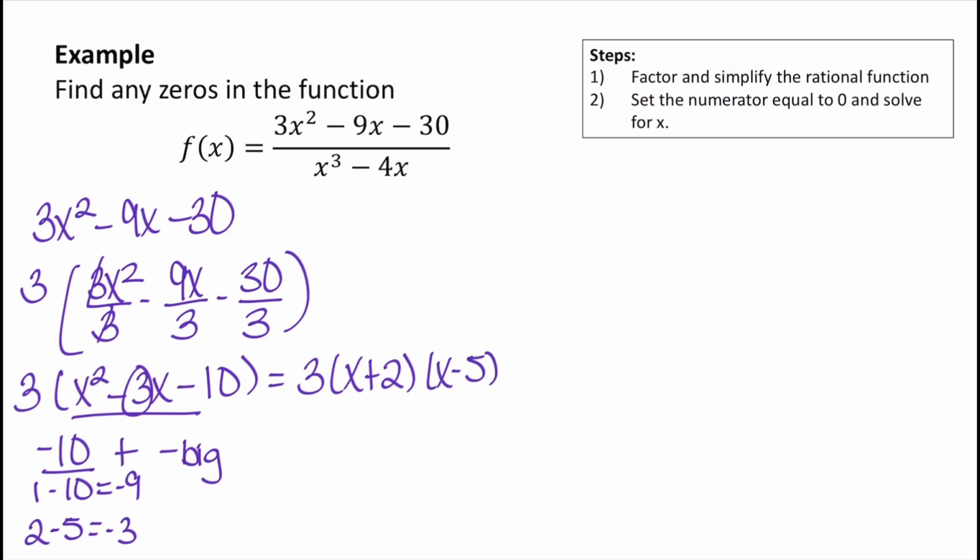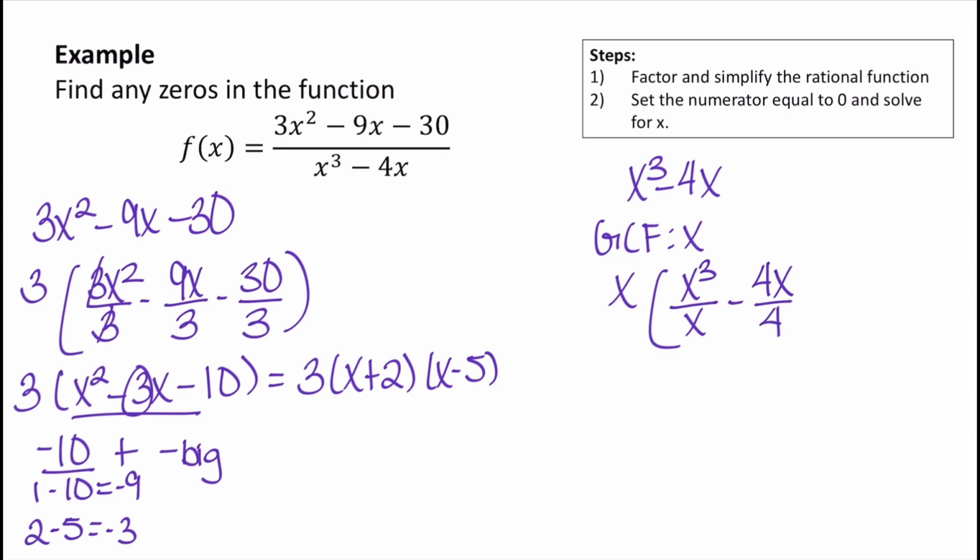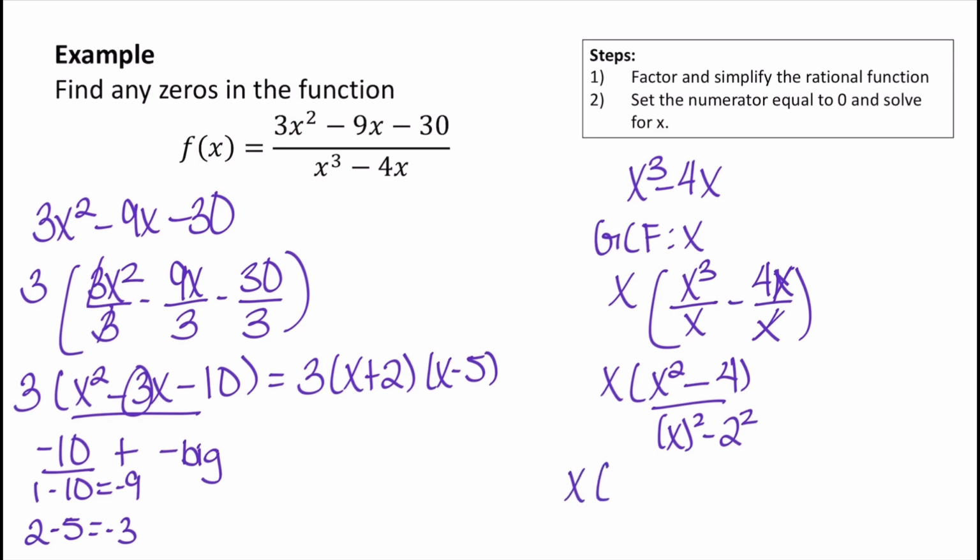Now let's factor the denominator. We have x cubed minus 4x. The GCF is going to be x. Okay, so we're going to go ahead and factor that out. So we have x cubed over x minus 4x over x. So when we go ahead and simplify this, we have x times x cubed over x is x squared minus 4, and then the x and x cancel. So that x squared minus 4 can be x squared minus 2 squared, right? It's the difference of two squares. So I'm going to write this as x times x plus 2 times x minus 2.